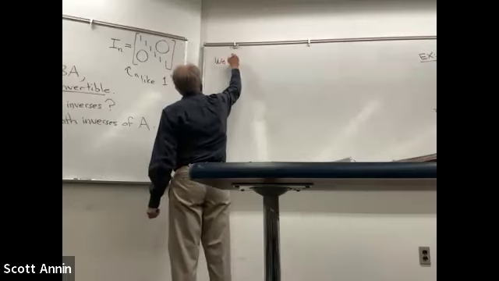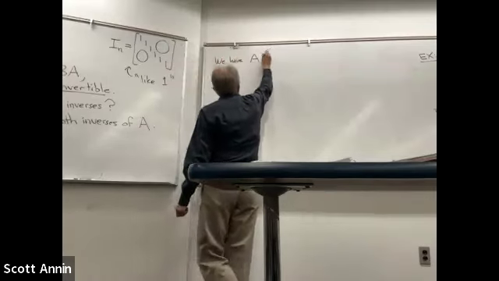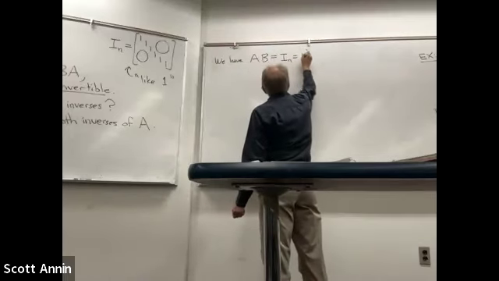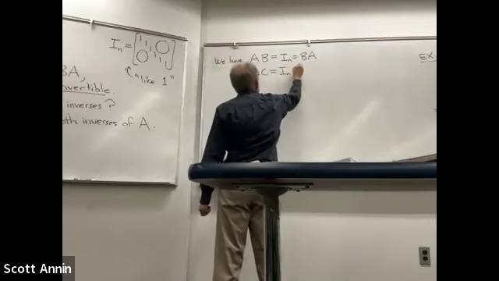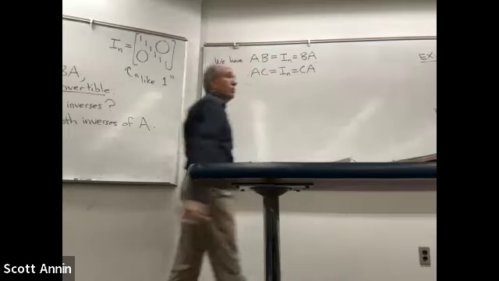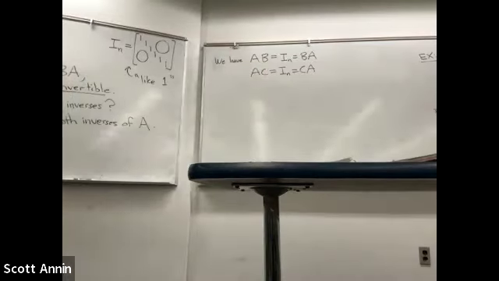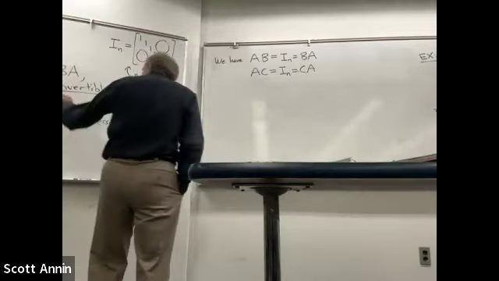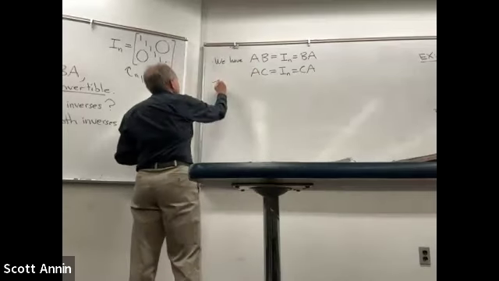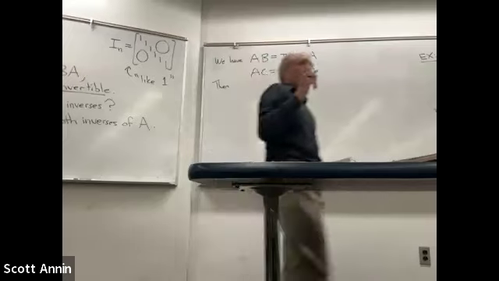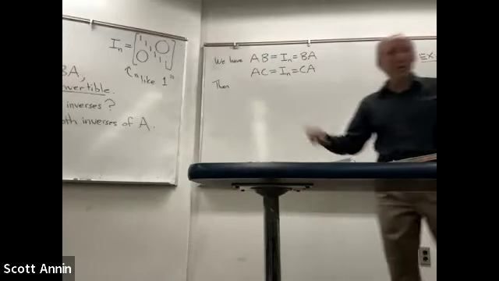So we have AB equals the identity equals BA. And similarly, AC is equal to the identity is equal to CA. That's just the definition of inverse, right? So a matrix is an inverse of A if when you multiply by it on either side, you get the identity matrix. So if both B and C are inverses of A, all of this would be true. And so then I'm going to try to show you that B is equal to C. Watch this. This is really cool.